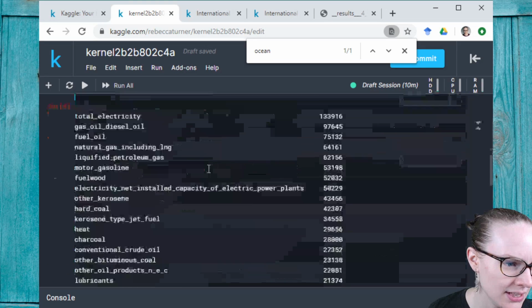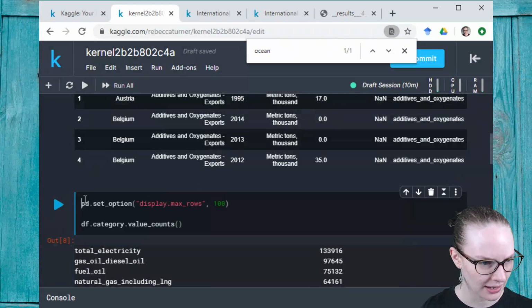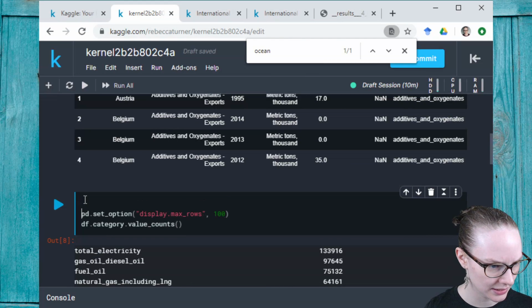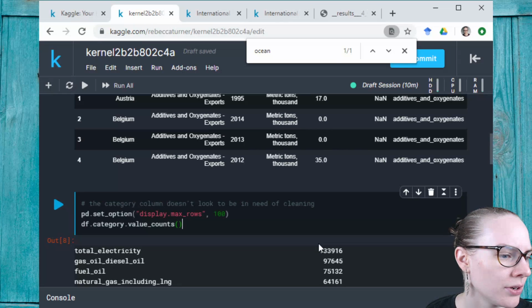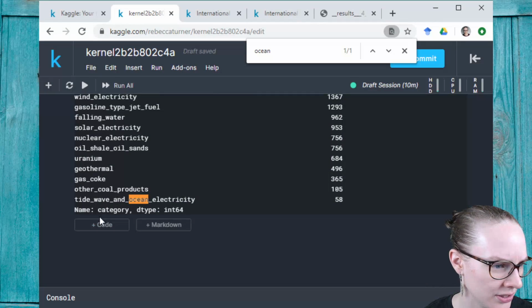I'm actually going to leave this and just say the category column doesn't look to be in need of cleaning. So that one looks like it's pretty consistent and there's not a lot of errors in data entry.